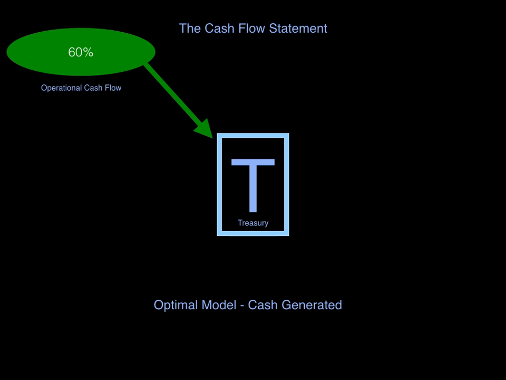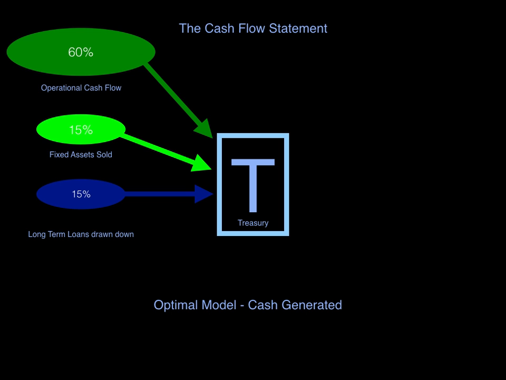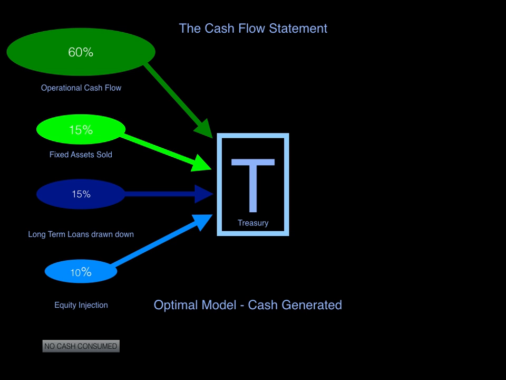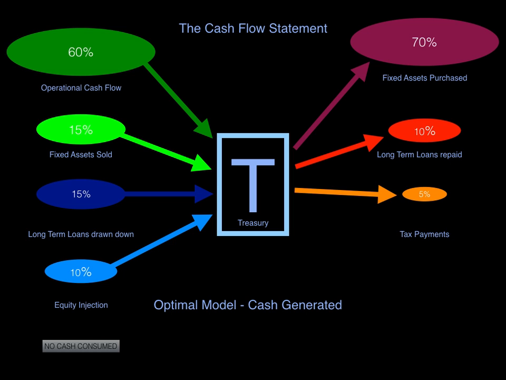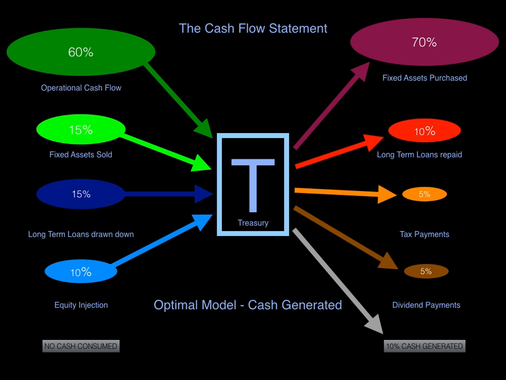operational cash flow has been strong, with minor contributions from the sale of fixed assets, long-term loan drawn down, and an equity injection. These funds are funneled through the treasury to the purchases of fixed assets, along with smaller outgoings for the repayment of different long-term loans, tax payments, and dividends. Finally, a surplus of 10% has been generated and credited to the company's bank account.